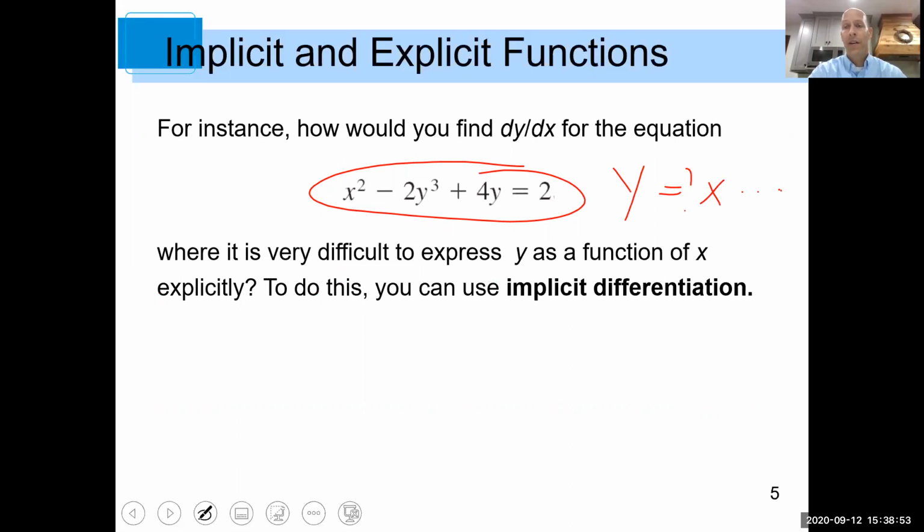So how are we going to find the derivative of a function like this? Can we do it? The answer is yes. We can use implicit differentiation.